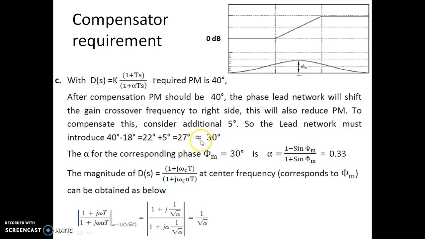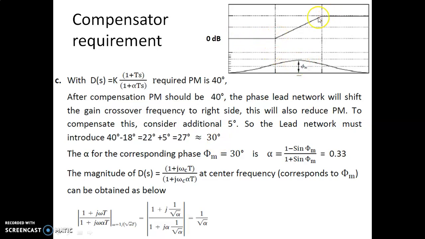So let us have close to 30 degrees as the phase introduced by that phase lead network. For this particular 30 degrees, we are trying to find the value of alpha, which is one of the important parameters that need to be found for designing a compensator. It can be found by knowing the maximum phase shift. Since we want a maximum phase shift of 30 degrees, which is phi m, which can be seen in this phase plot also.